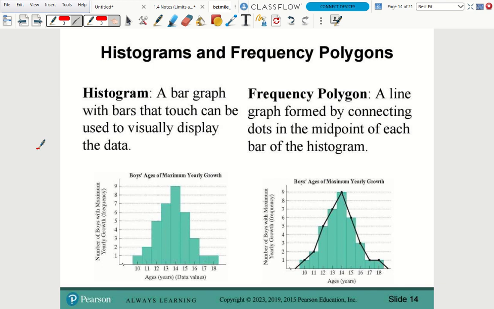Okay. All right, so histograms and frequency polygons. A histogram is a bar graph with bars that touch that can be used to visually display the data. A frequency polygon is a line graph formed by connecting the dots at the midpoint of each bar of the histogram. So we would have the histogram first, and then for the frequency polygon, just connecting all those together. So it's the same data, it's just asking for you to draw lines. Okay, good.